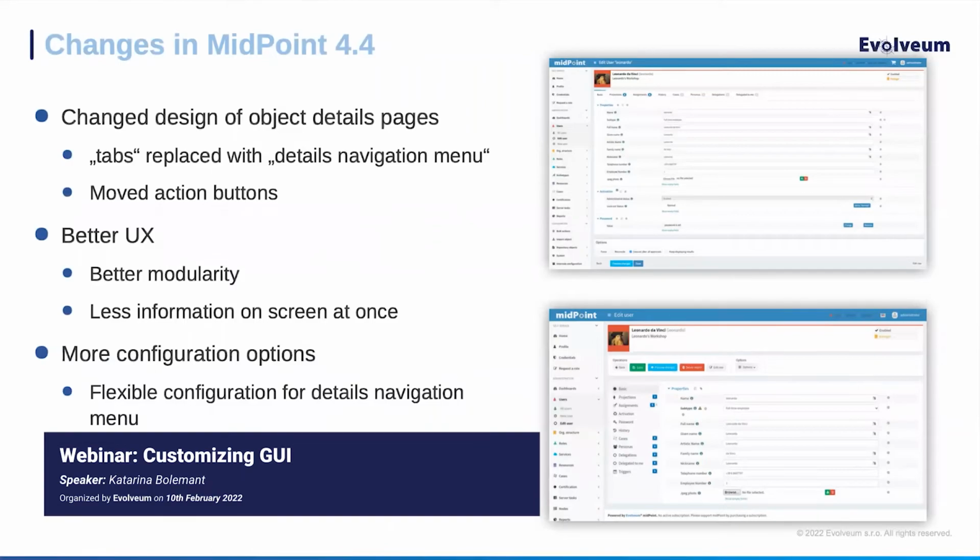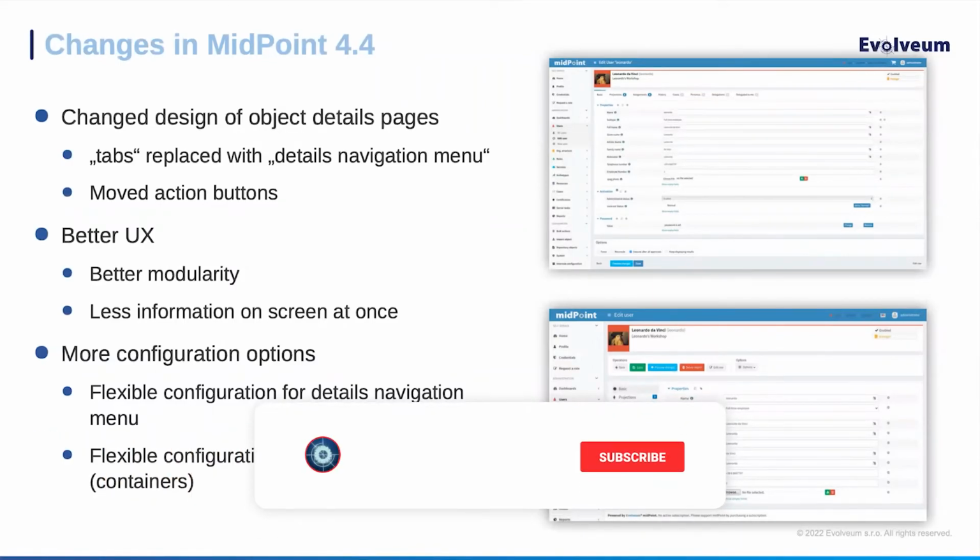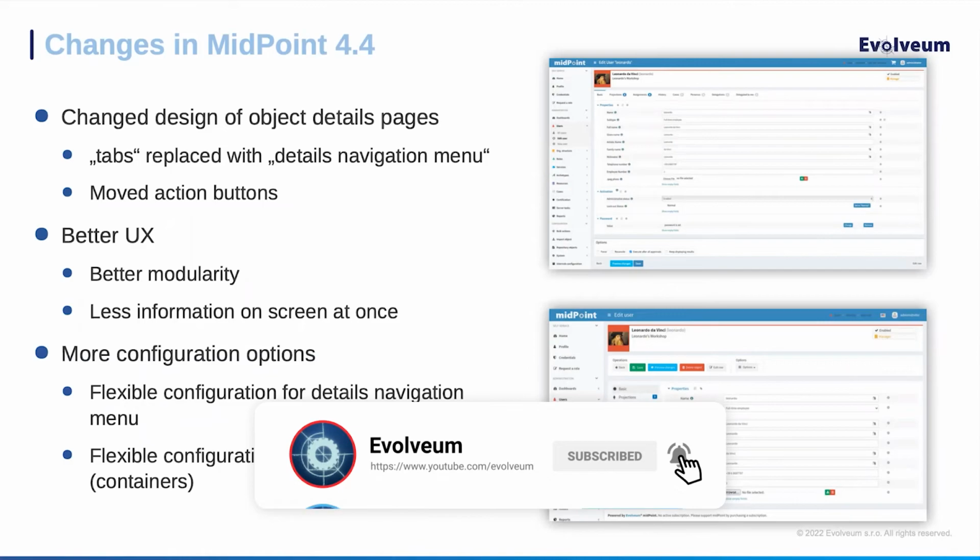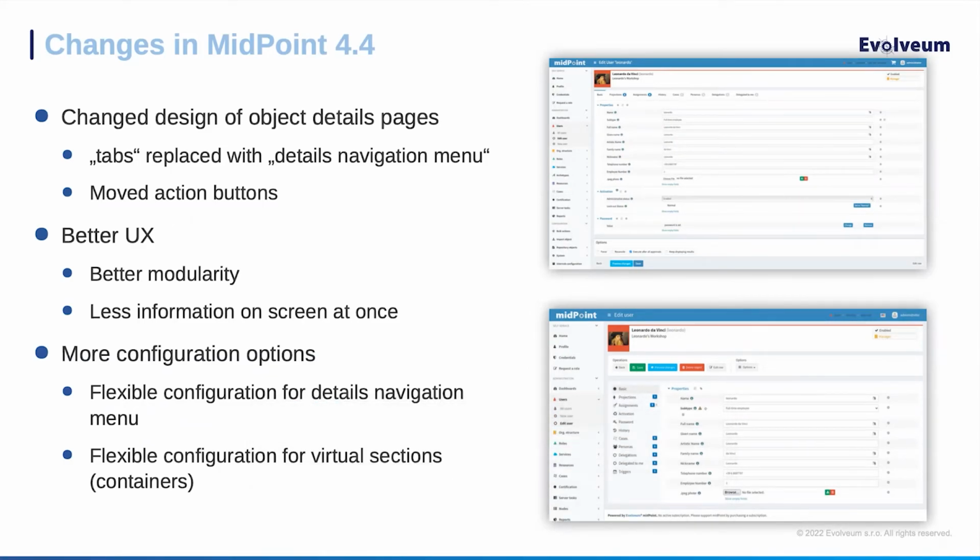In MidPoint 4.4, called Tesla, the graphical user interface was significantly changed. The biggest changes are related to displaying the object details page. In previous versions, we used tabs as basic navigation for different information about the objects. There was a tab for basic properties showing username, email address, first name, last name, and so on.